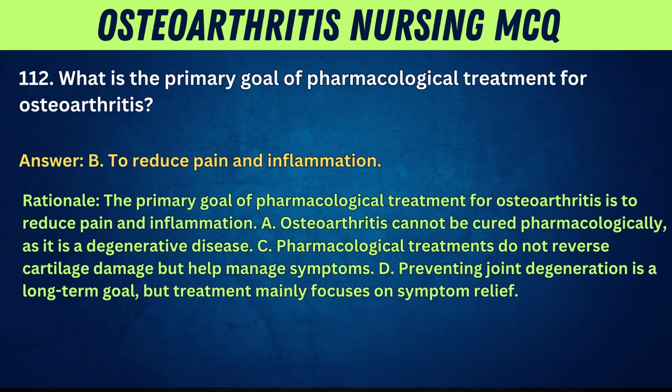Rationale: the primary goal of pharmacological treatment for osteoarthritis is to reduce pain and inflammation. A. Osteoarthritis cannot be cured pharmacologically, as it is a degenerative disease. C. Pharmacological treatments do not reverse cartilage damage, but help manage symptoms. D. Preventing joint degeneration is a long-term goal, but treatment mainly focuses on symptom relief.